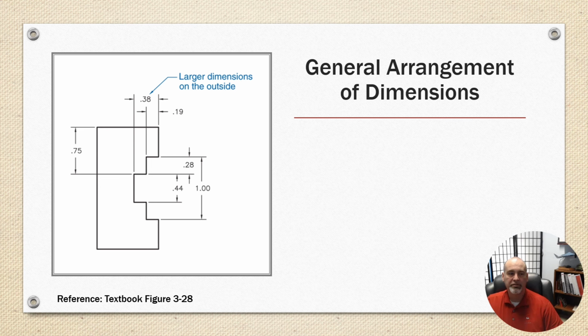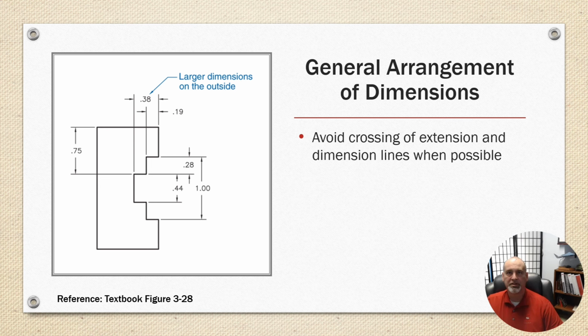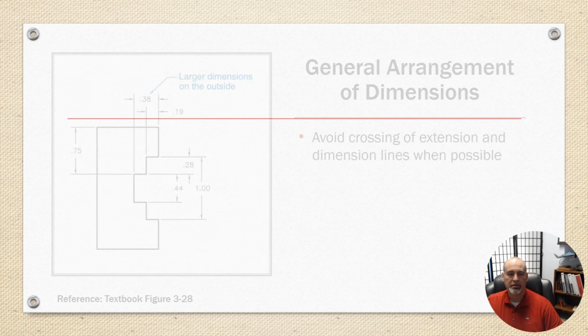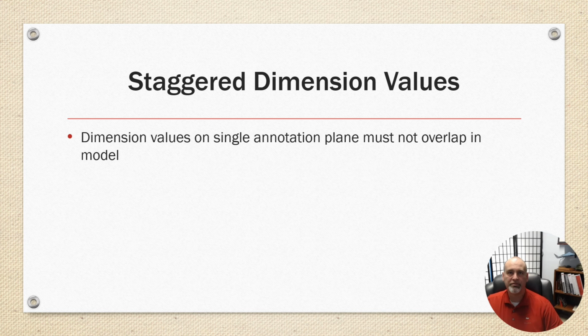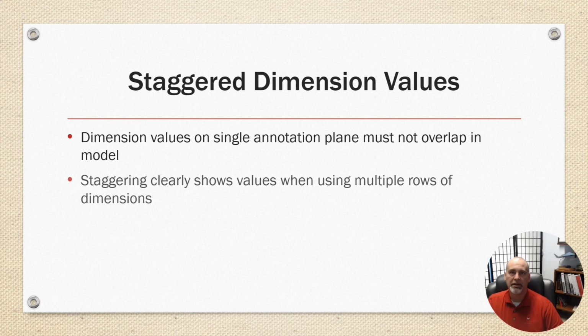General arrangement of dimensions. Avoid crossing extension and dimension lines when possible. Stagger your dimension values. The dimension values on a single annotation plane must not overlap in the model. Staggering clearly shows values when using multiple rows of dimensions.